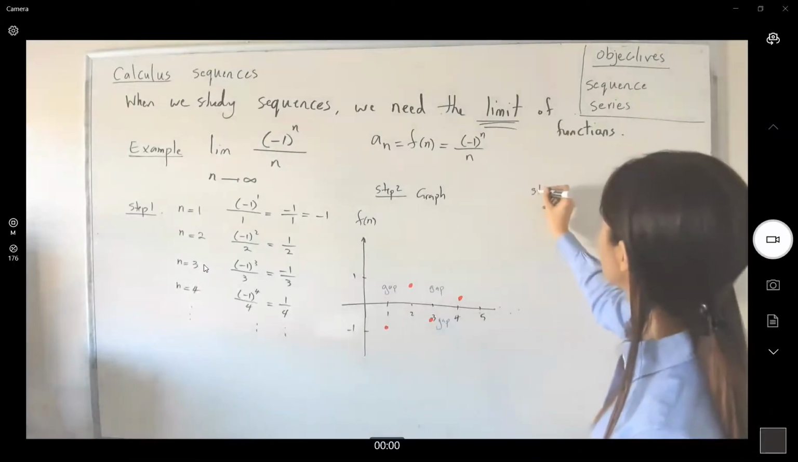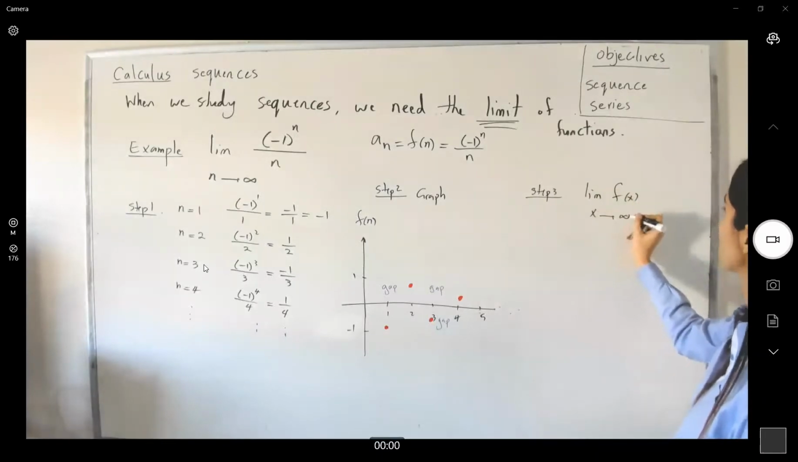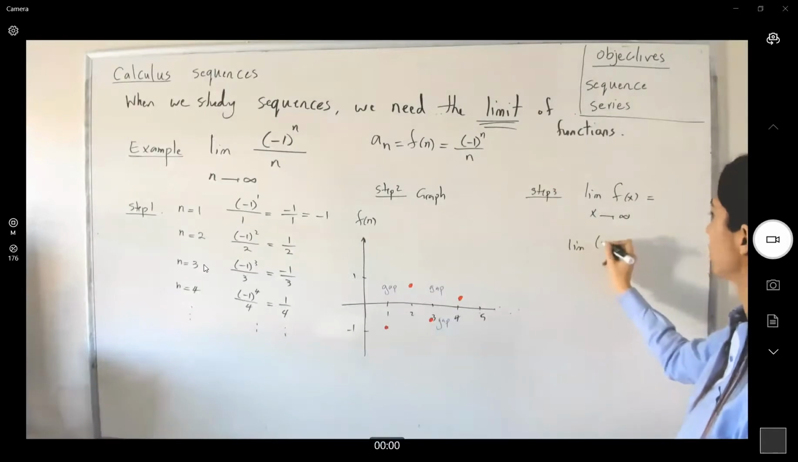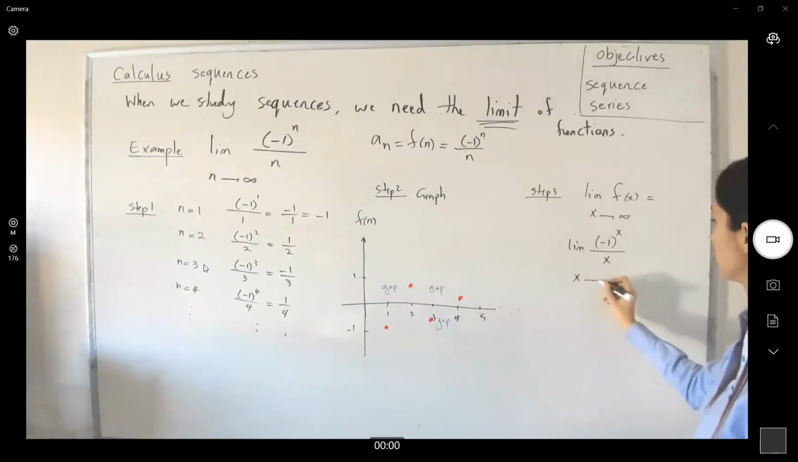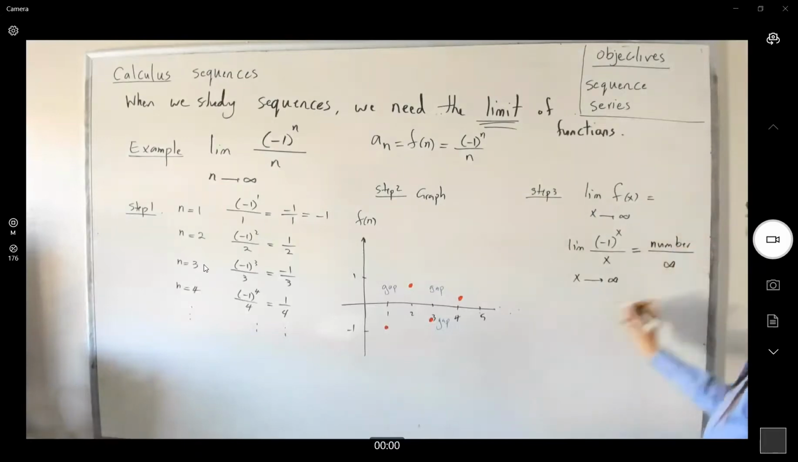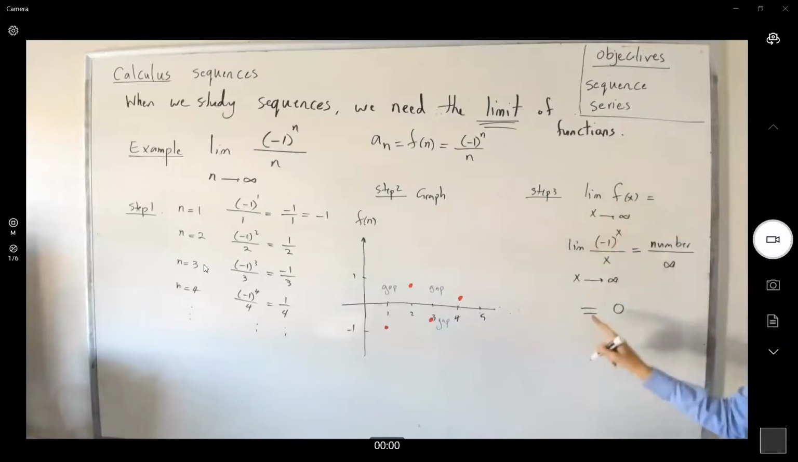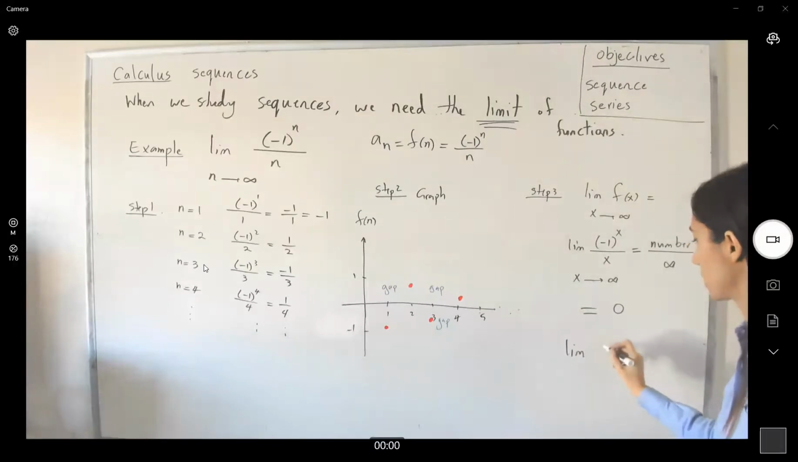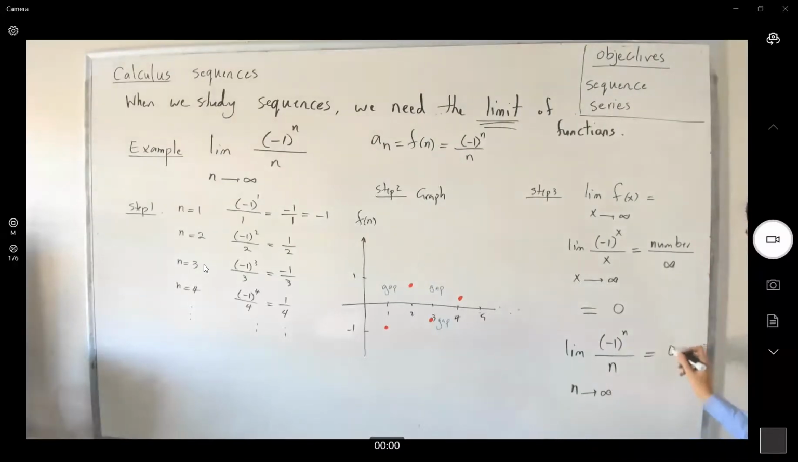Step 3. Find the limit of f of x when x goes to infinity, which is the limit of negative 1 to the x divided by x when x goes to infinity. You get a number divided by infinity, which is equal to 0. By analyzing the behavior of f of x, I know at infinity the limit of my sequence is equal to 0. The limit of negative 1 to the n over n when n goes to infinity is equal to 0.